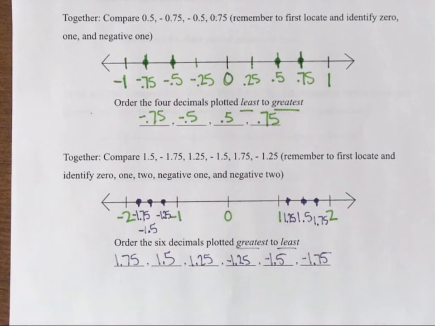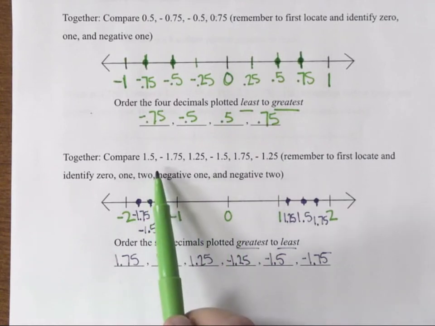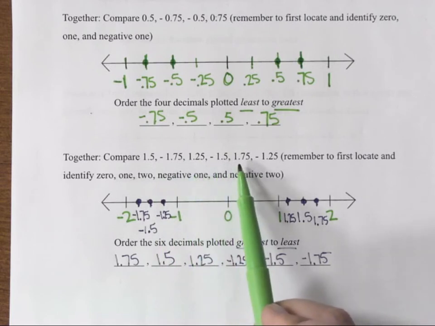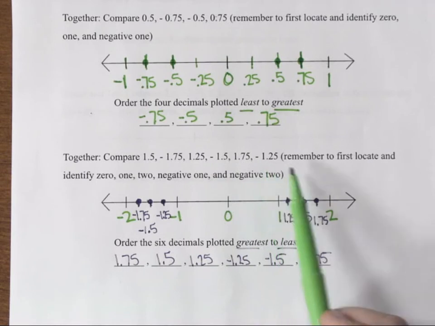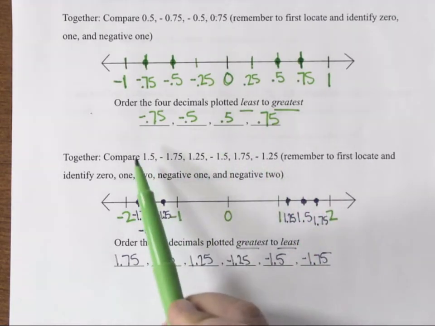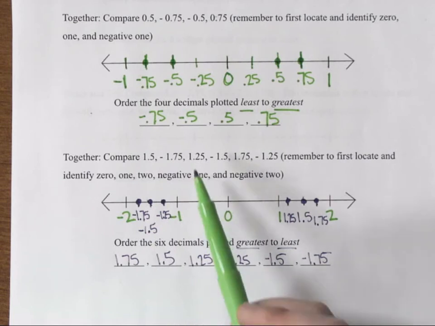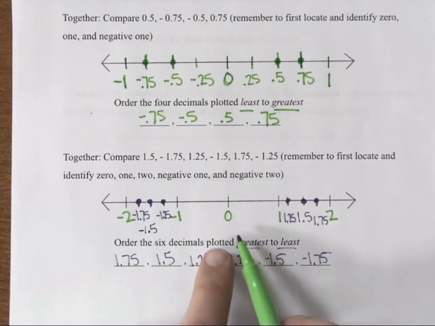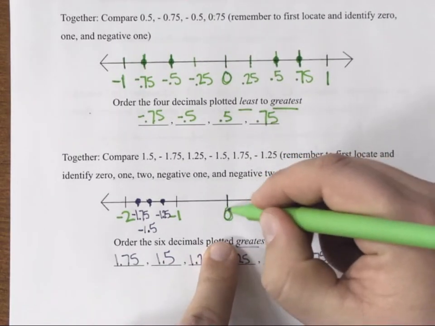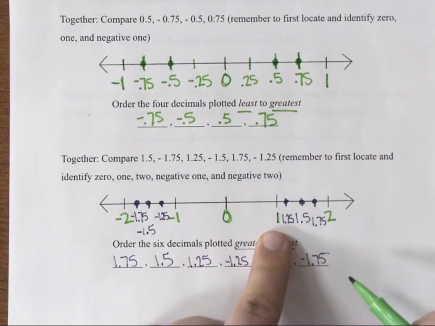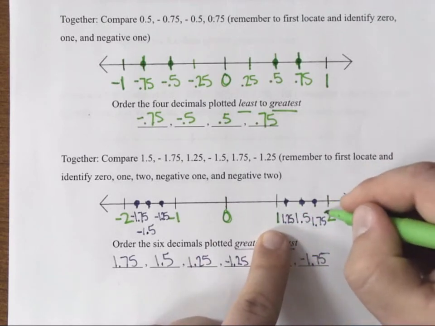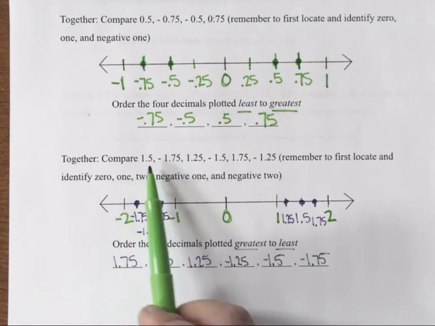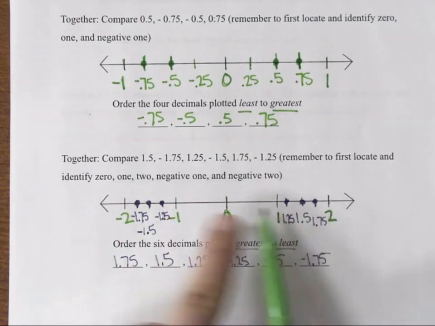Let's try another one. If we were comparing 1.5, negative 1.75, 1.25, negative 1.5, 1.75, and negative 1.25. Remember, now we are also using numbers that are greater than 1, but they are still decimals or fractions, which means that they are going to be in between whole numbers. For example, first we will locate the center as being 0. The first line is positive 1, a whole number, and the second line is positive 2, another whole number. That means that all of my numbers are going to be in between 1 and 2, either on the positive side or the negative side.